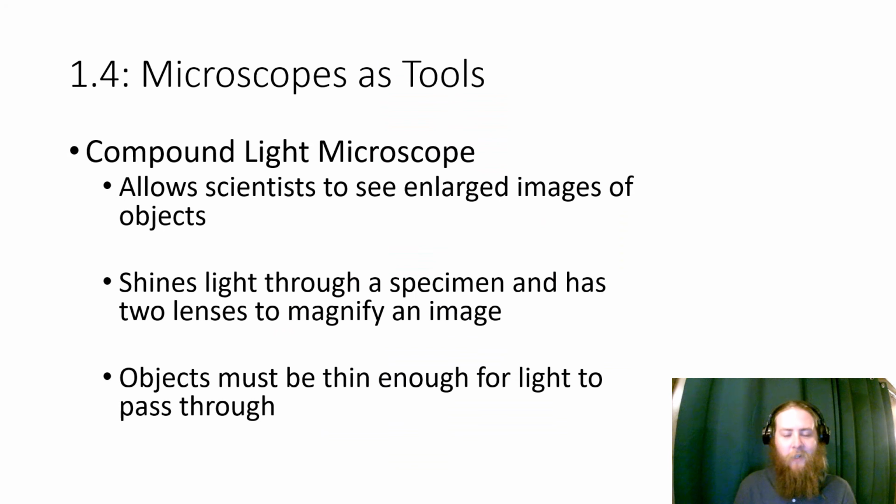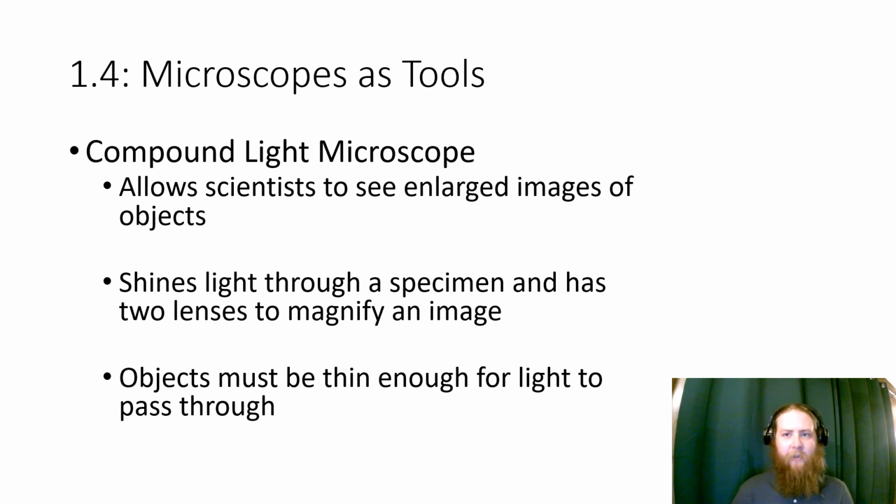All right, this is the start of chapter 1.4. In 1.4, we're talking about microscopes as tools. A big part of biology is using microscopes to understand the smaller components of that organization. We're looking at cells, cells that build tissues, tissues that build organs. And the one that we're going to use the most is called a compound light microscope, and these allow scientists to see enlarged images of objects.